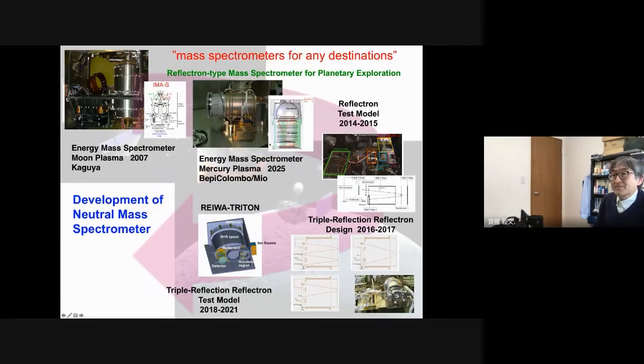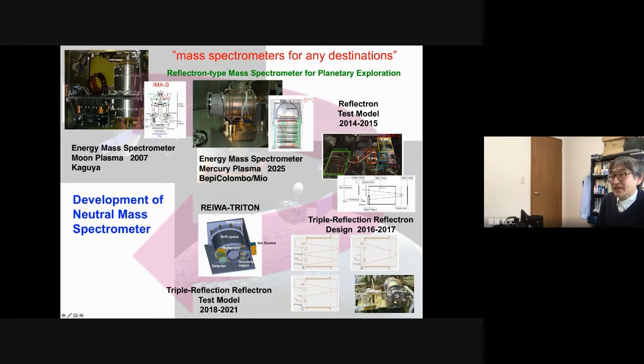And talking about the mass spectrometers for any destinations, we developed a mass spectrometer for the Kaguya spacecraft that measured moon plasmas in 2007. And after that, we developed another mass spectrometer on Bepi Colombo that will start observation at Mercury magnetosphere in 2025. This instrument has higher mass resolution than the moon mass spectrometer for the Kaguya spacecraft.